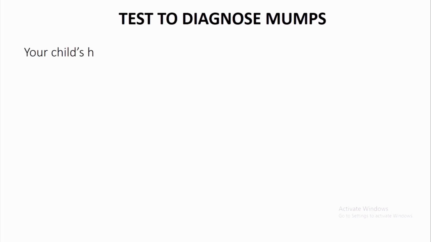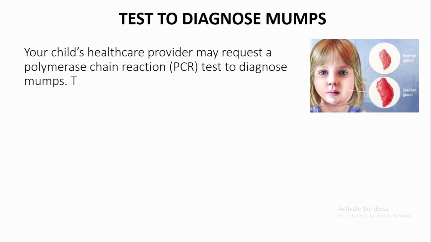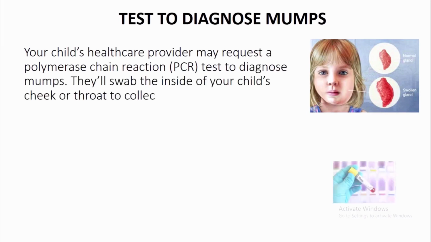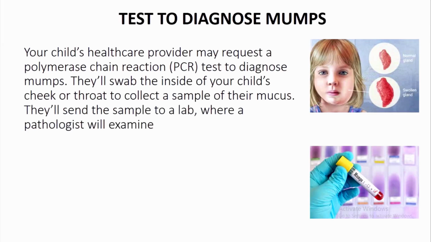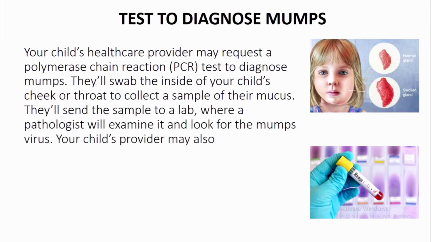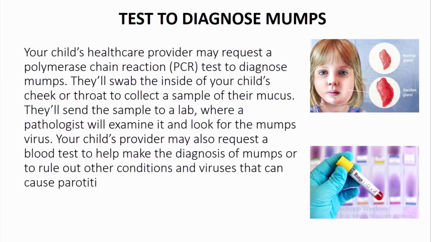Your child's healthcare provider may request a polymerase chain reaction, PCR, test to diagnose mumps. They'll swab the inside of your child's cheek or throat to collect a sample of their mucus. They'll send the sample to a lab, where a pathologist will examine it and look for the mumps virus. Your child's provider may also request a blood test to help make the diagnosis of mumps or to rule out other conditions and viruses that can cause parotitis.